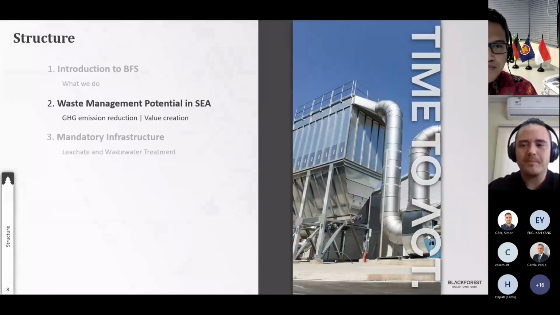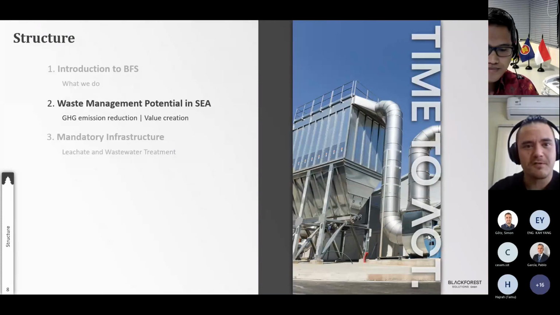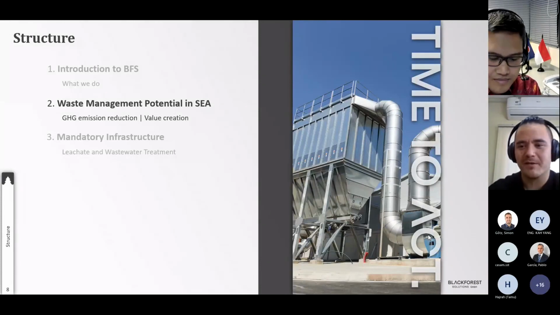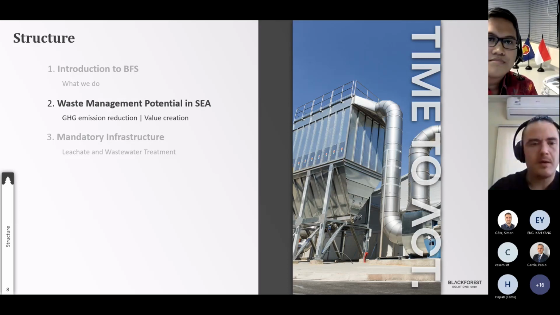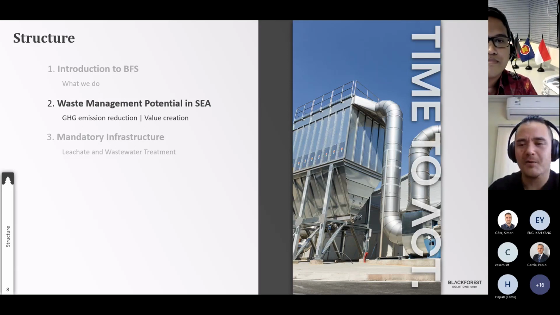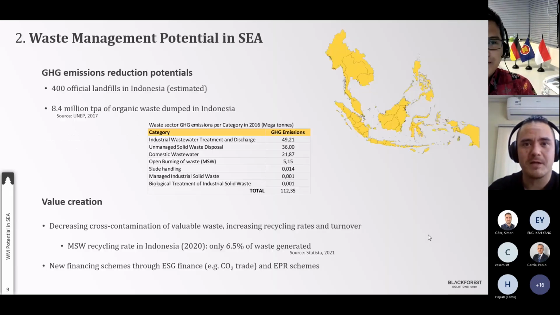But now to the topic of Southeast Asia. So what's the waste management potential in Southeast Asia? I briefly saw the list of participants. I cannot see it right now, but I saw that there are many participants from Indonesia, I guess, or from the region. So I guess you know the challenges better than we do. There are a lot of challenges, but also chances in the waste management sector in Southeast Asia.